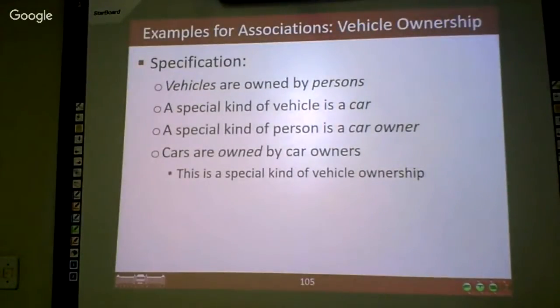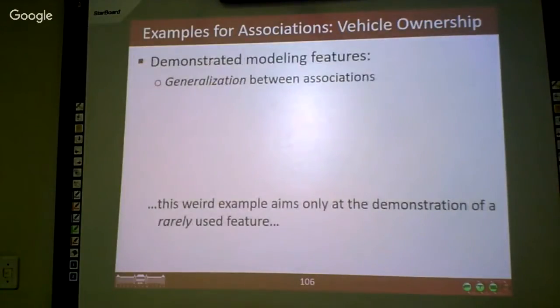And I will also show you another example of associations. So the specification is the following: vehicles are owned by people, and the special kind of vehicle is a car, and the special kind of person is a car owner, and the cars are owned by car owners. And this is a special kind of vehicle ownership.